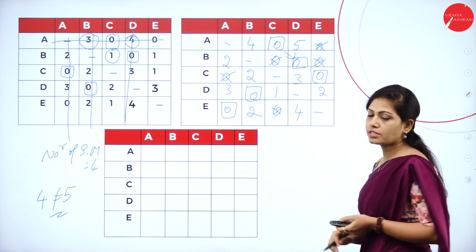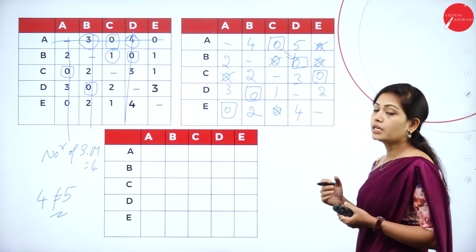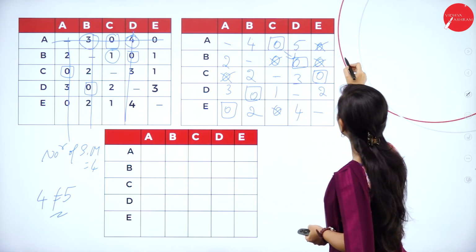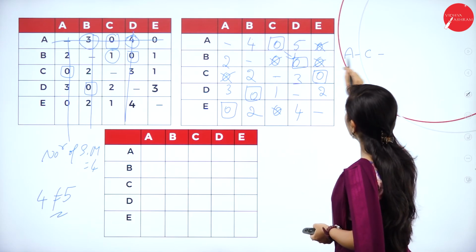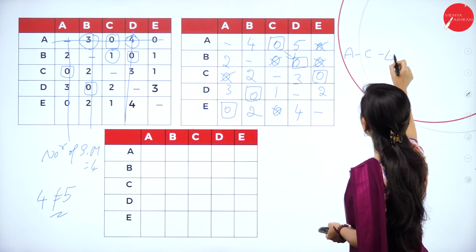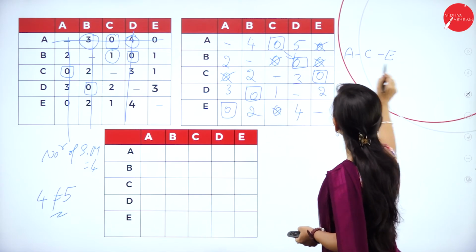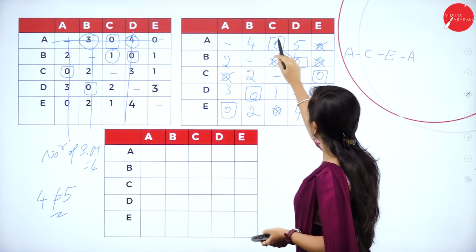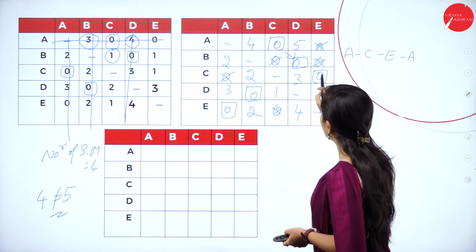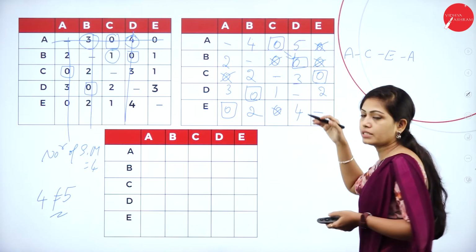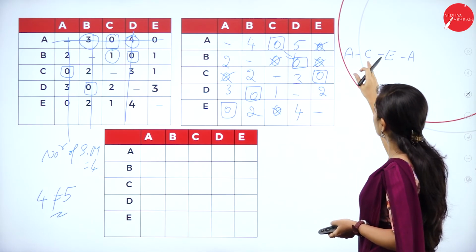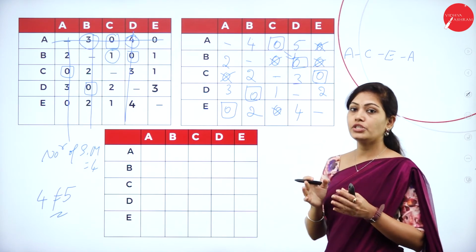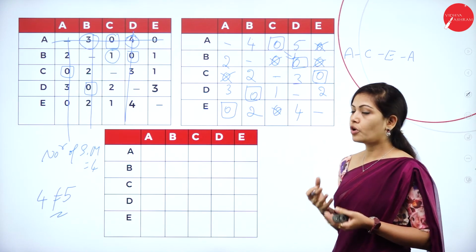So now you can cross verify whether it is satisfying the traveling salesman problem condition or not. He visits A to C, then C to E and E to A. Without travelling other cities, he travelled from A to C, C to E and E to A. So the traveling salesman problem condition has not been satisfied. So what is the next step?